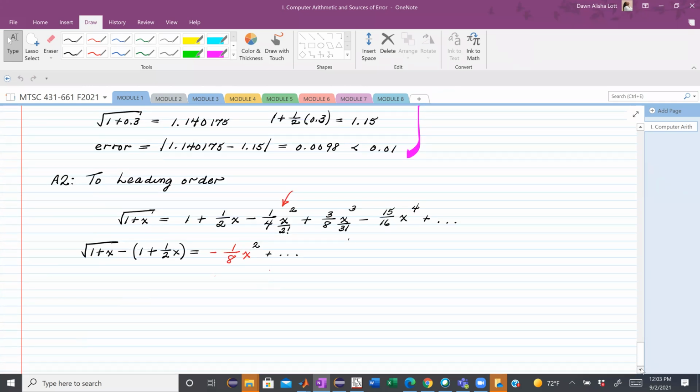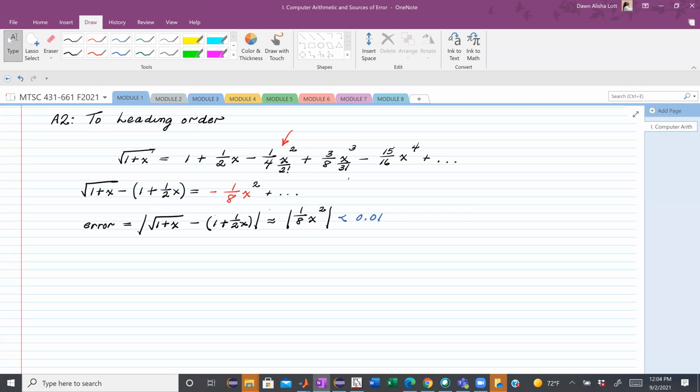Okay, so we were just using this. In using this, our error is the absolute value of the square root of 1 plus X minus the approximation 1 plus 1/2 X. To leading order, that would be the absolute value of 1/8 X squared. We are forcing it to be less than 0.01 because that's what we wanted from the original problem. So that says X squared becomes less than, and I may have had equal to, I'm not sure, but we'll put the equals in there, 0.08.